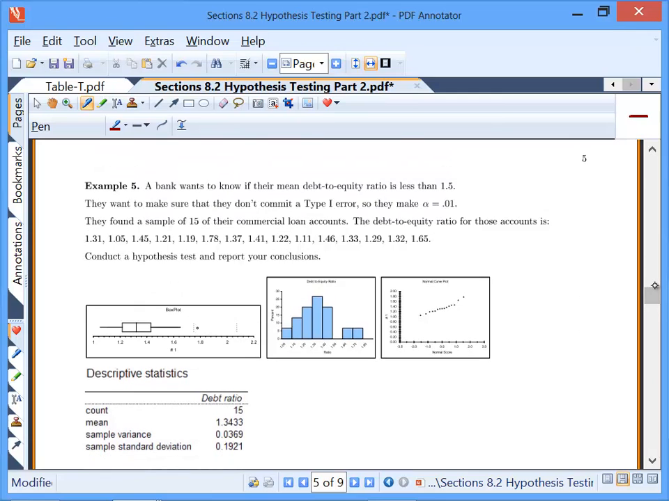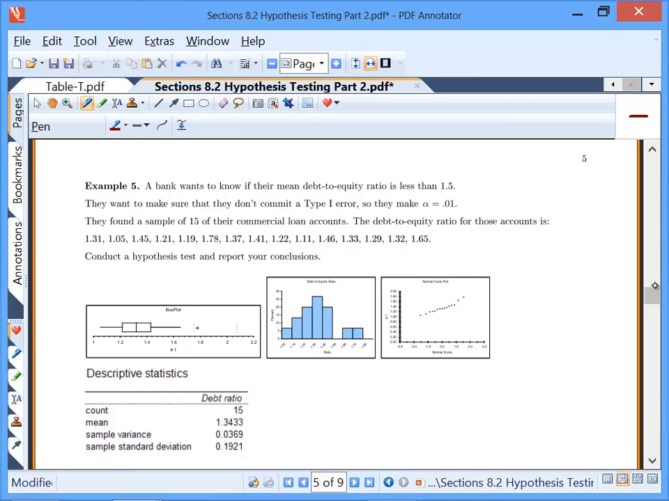So let's try an example. A bank wants to know if their mean debt to equity ratio is less than 1.5. They want to make sure that they don't commit a type 1 error, so they make alpha equal to 0.01. So this is a situation where they didn't necessarily care about the type 2 error so much, they just really didn't want to make a type 1 error. So that's a good reason for alpha to be smaller.